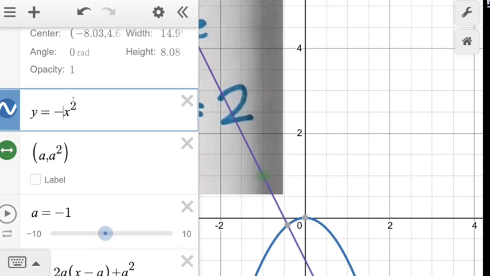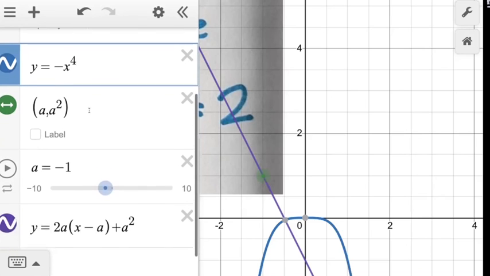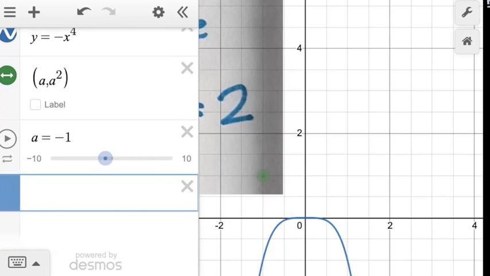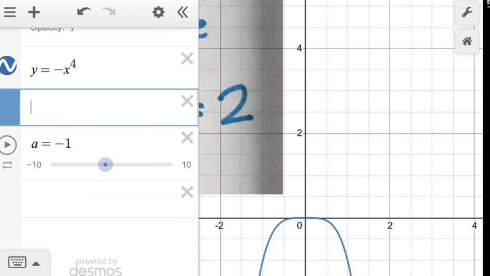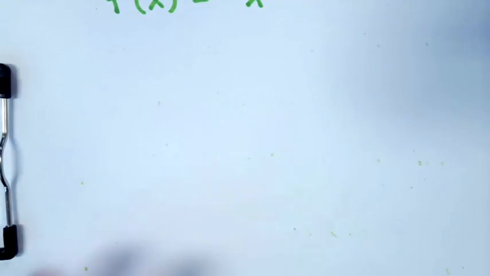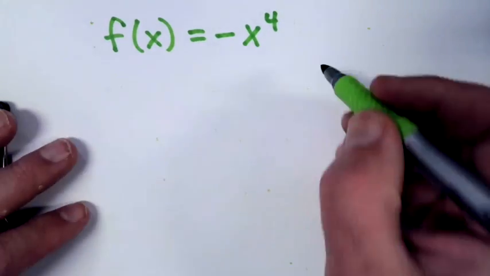Go ahead. You want negative x to the fourth? Okay, so I need to find my point, and I need to find my slope, and then I need to find the equation of the tangent line. So you have proposed f of x equals negative x to the fourth, and I have no reason to object to that. So I have f of x equals negative x to the fourth. And I want to find the equation of the tangent line.